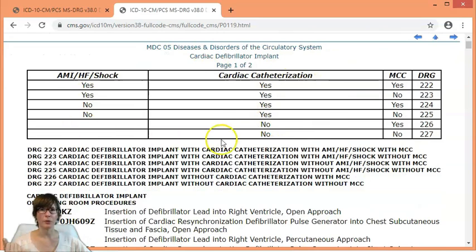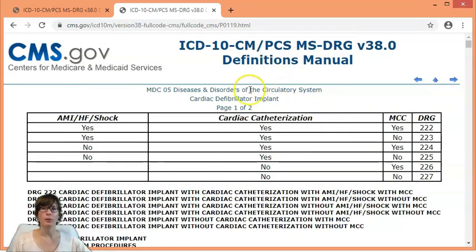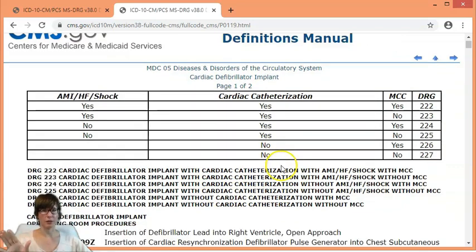Then we also have this table up here that immediately clarifies the DRG further, asking us whether there was myocardial infarct present, heart failure, or shock. We also have to know whether cardiac cath was performed for this patient and whether there was an MCC, a major complication or comorbidity, or not. When you see something like this with more details, don't panic because all the codes are given to you.